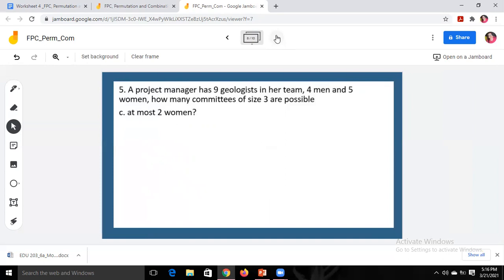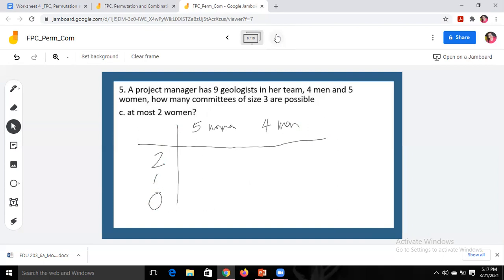Okay, next problem. Okay, this time, at most 2 women daw. At most 2 women. So medyo mahaba yung magiging solution natin dito. Pag sinabi po natin at most women, consider muna natin, di ba, na may 5 women tayo. Tapos, 4 men. Tanggalin natin to. Okay, so pag sinabi natin at most 2 women, at most 2, ang counting po natin pababa. So pwedeng 2 women, isa lang, or 0.